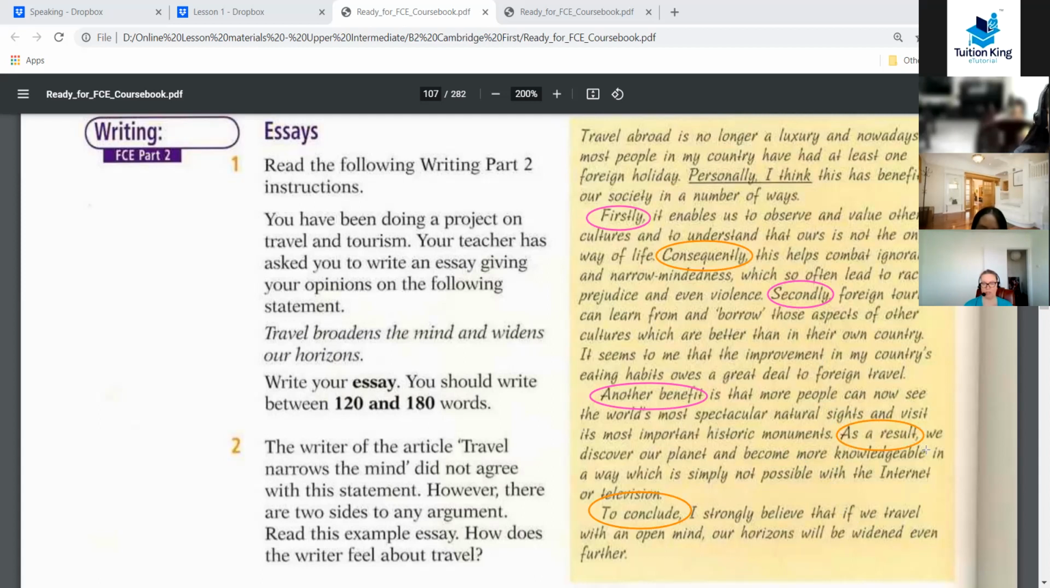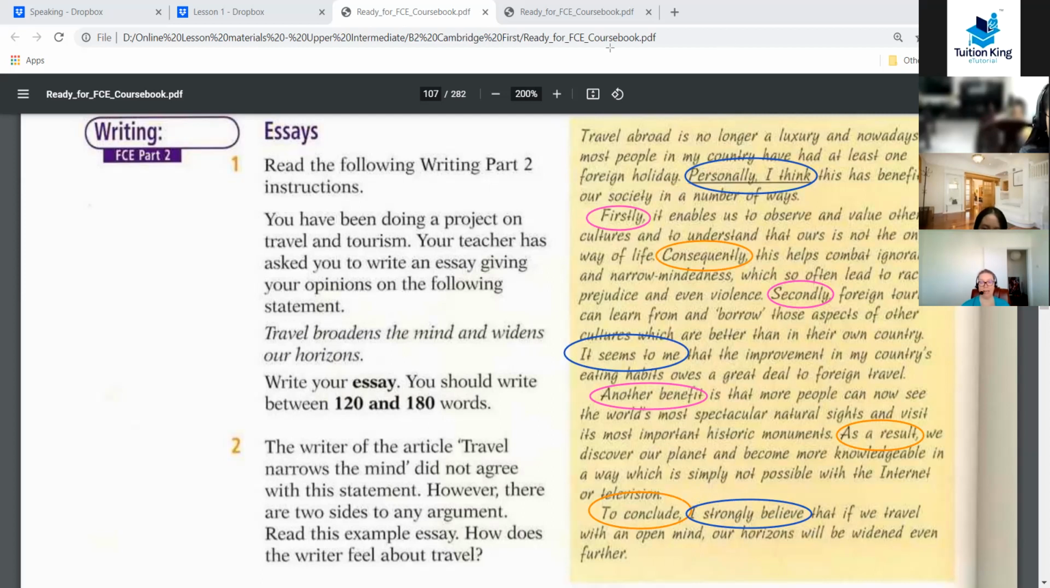Okay, good. Do we have any other words there? No, okay. But up here, personally, I think shows your opinion. Can you find another expression which shows your opinion? It seems to me. Very good. And one more. Okay, so down here, I strongly believe. All right, so these expressions show your opinion. Does anyone have any questions?